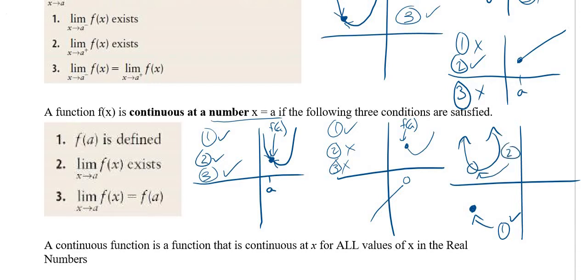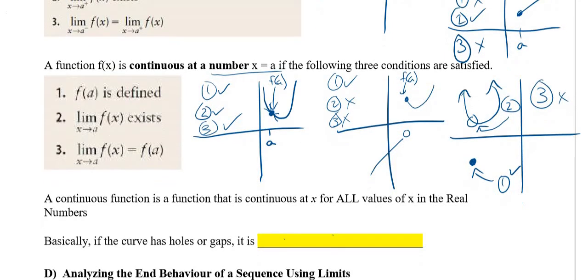But thirdly, are those two things equal? Are their y values the same? So in this case, that one's not satisfied, so this one is discontinuous at this point. So basically, that's the test to tell if a function is continuous at a specific point.